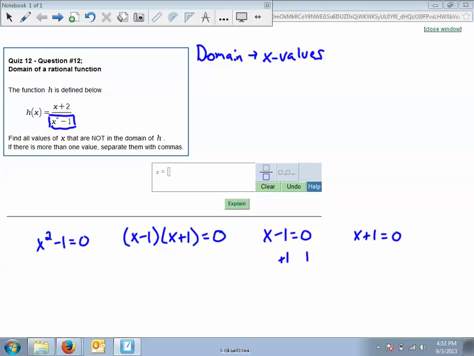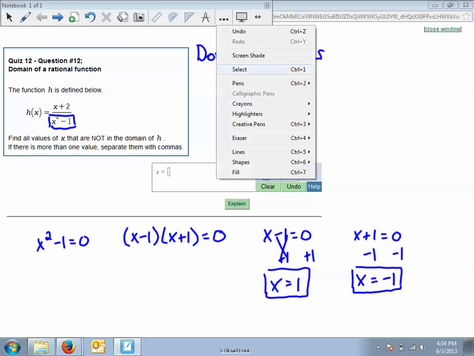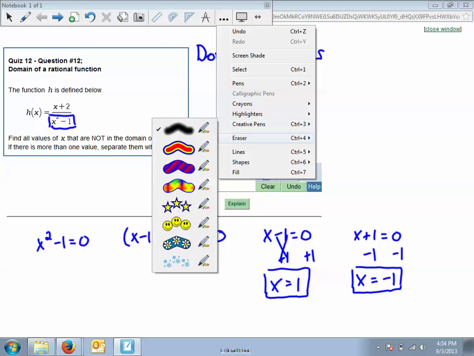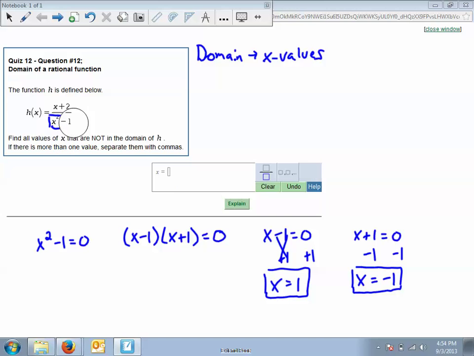We add 1 to both sides for the first one, and so x could be equal to 1. That's one possible thing. And subtracting 1 from both sides, x equals negative 1. What that means is if you were to plug 1 into our original function, we get something that is undefined because we get 0 in the denominator. And if we were to plug in negative 1, we would get the same result, a 0 in the denominator.